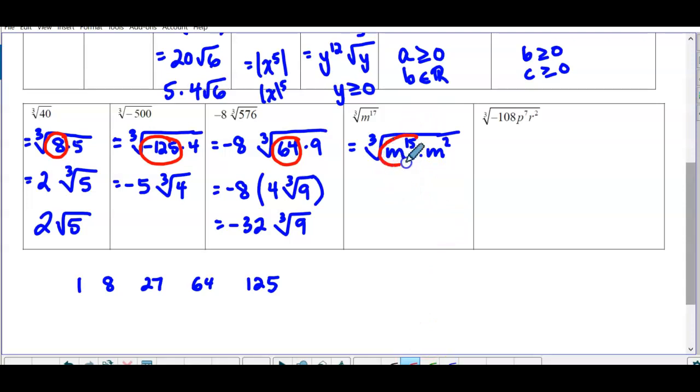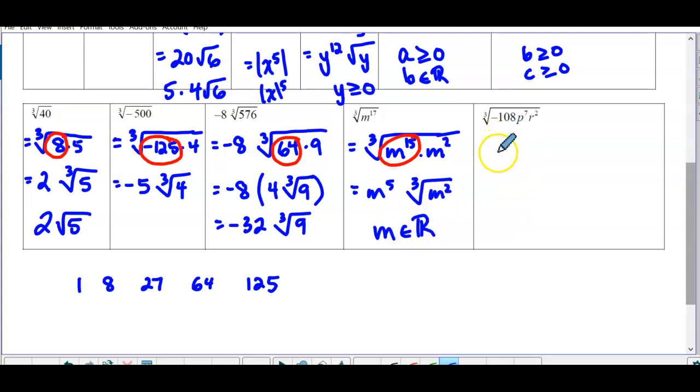This is your perfect cube. So to take the cubed root, remember you divide 15 by 3, and so that is m to the 5th. And then we're left with cubed root of m squared. Okay, and then for cubed roots, m can be anything, all real numbers. This is your little symbol, remember, element of.